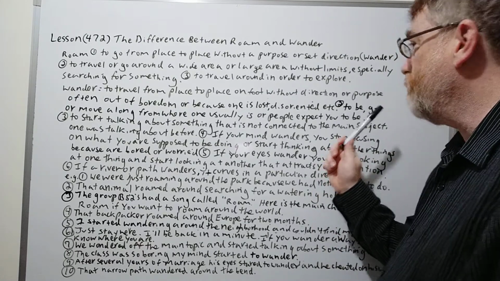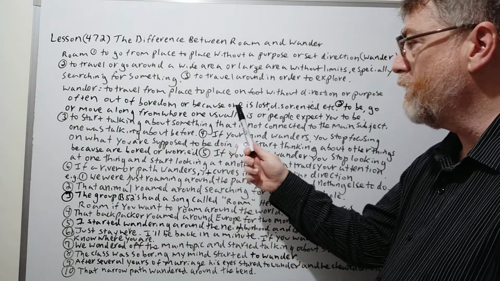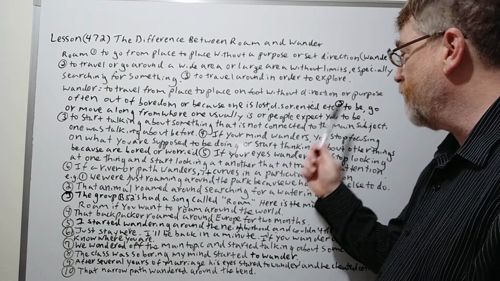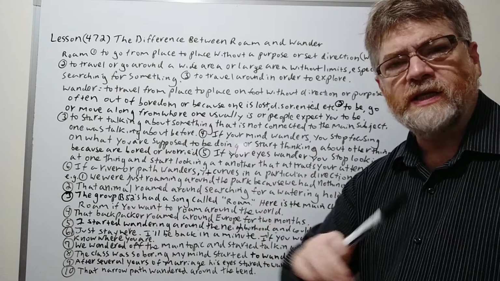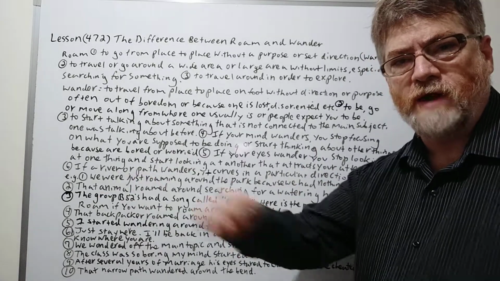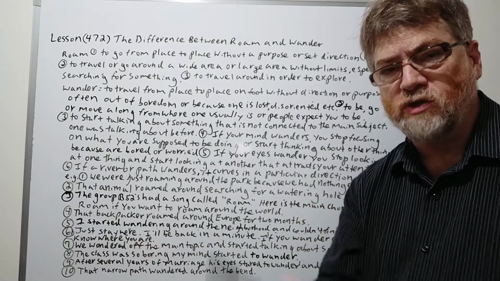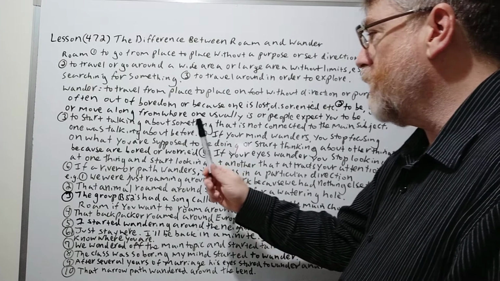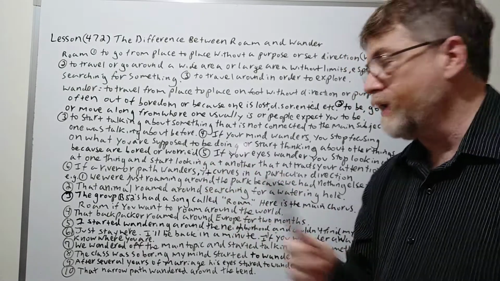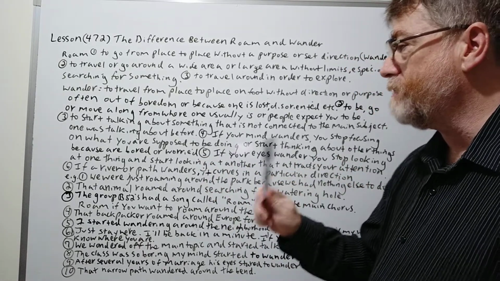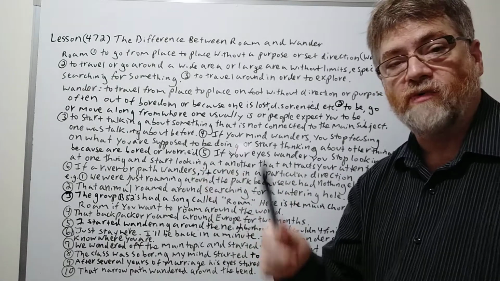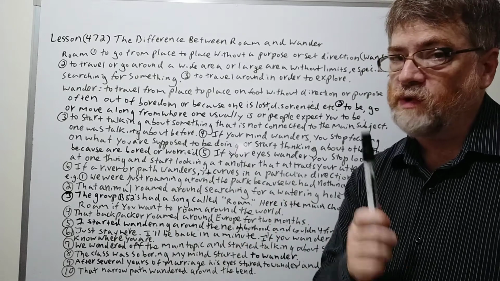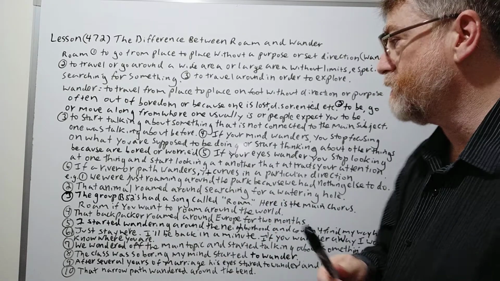All right, second one here. To be or go or move along from where one usually is or people expect you to be. So in this sense, we usually say that you wander away from a certain area. Somebody expected you to be here, but you just wandered away. All right, number 3 here. To start talking about something that is not connected to the main subject one was talking about. So you could wander off a subject, you could wander off a topic. Here, we won't use roam in this sort of sense.